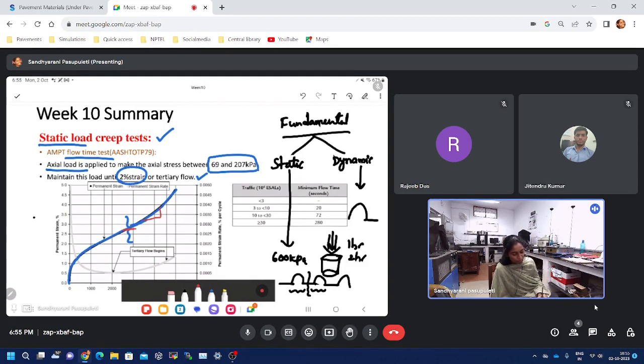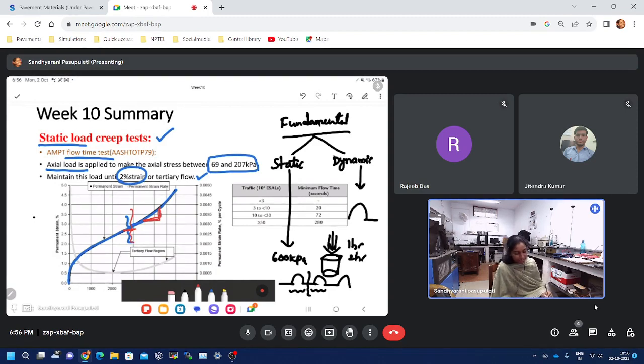That means there must be a boundary at which the specimen has failed. When I say the specimen has failed, aggregates have come out. They are not together. Their compactness has been completely disturbed. That's when even if you apply a little load, all the material will be moving away and you can observe the sudden failure in the material. That point is actually called the tertiary flow.